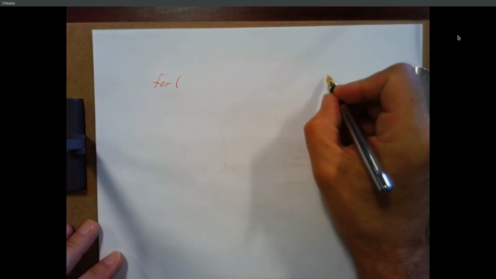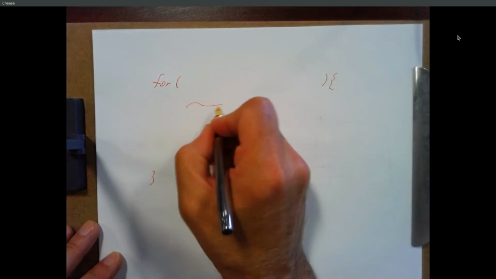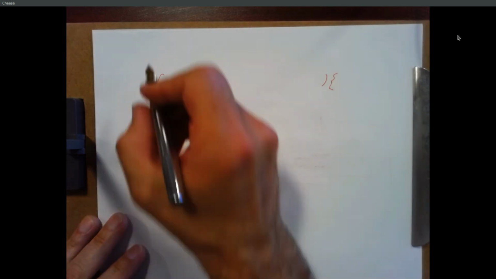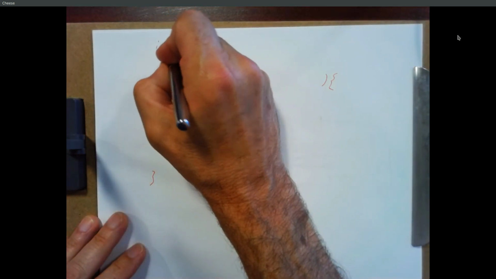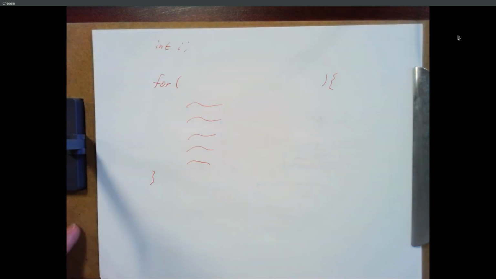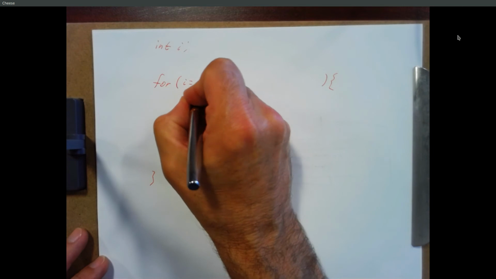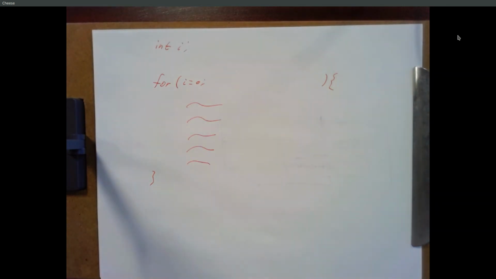So for statements say FOR, that's a keyword, and then there's three things that go inside the parentheses, and then curly brackets, and a bunch of stuff inside here, whatever you want. Okay, here's a typical for statement. Let's suppose that somewhere I've said that I is an integer. I can say for, and the first thing I'm going to say is I equals 0. That's called an initialization condition. That's saying I want I to be equal to 0.